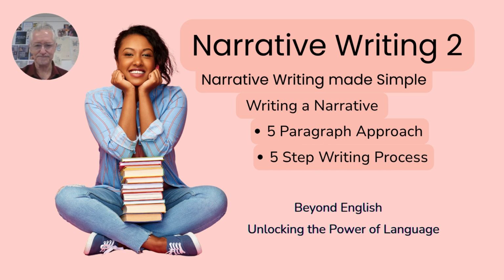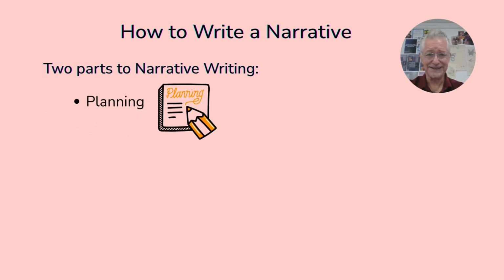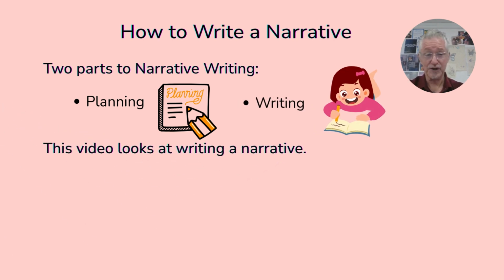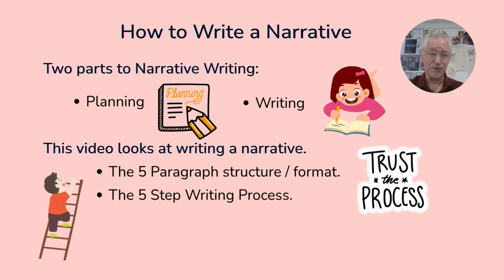Let's get into it. There are 2 parts to writing a narrative. The first is planning and the second is writing. In this video, we're going to look at the writing part, at writing a narrative, and we're going to look at the 5-paragraph structure and format and the 5-step writing process. It's important that we have a structure and a format in which to build our narrative or story, and a process to follow on which to build it before we start planning it. Once we know our structure and format and the process we're going to take, then we can start planning. Video 3 will look at planning your narrative.